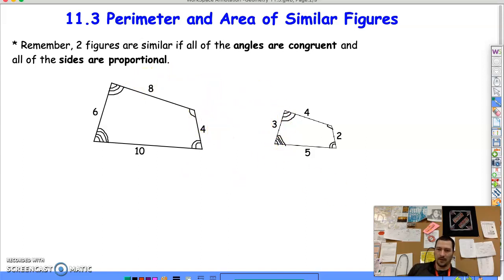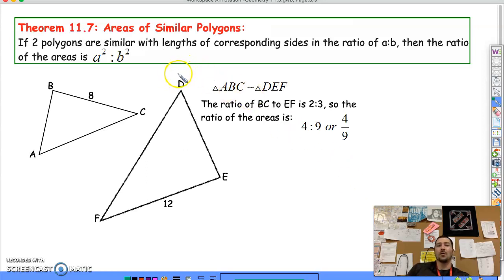So going with that, the rule with area is, if two polygons are similar with lengths of corresponding sides in the ratio of A to B, so A to B would just be your scale factor, then the ratio of the areas is going to be A squared to B squared. If you think about units, it's why when you have a regular length, you use centimeters, but when you have an area, it's centimeters squared. Kind of the same idea here.